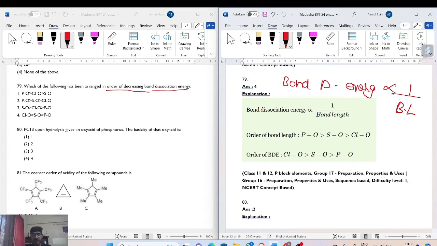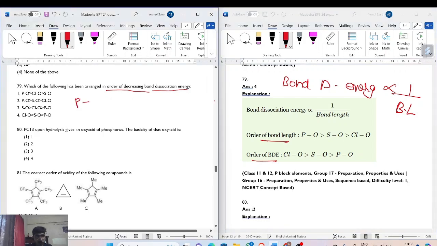So when the bond length is higher, the bond dissociation energy will be lower, and vice versa. First of all we have to check the order of bond length, then we will calculate the order of bond dissociation energy. For sulfur oxygen, then we have oxygen chlorine, and then phosphorus oxygen. Oxygen is common in all, so we have to check the atomic radius of phosphorus, sulfur, and chlorine.